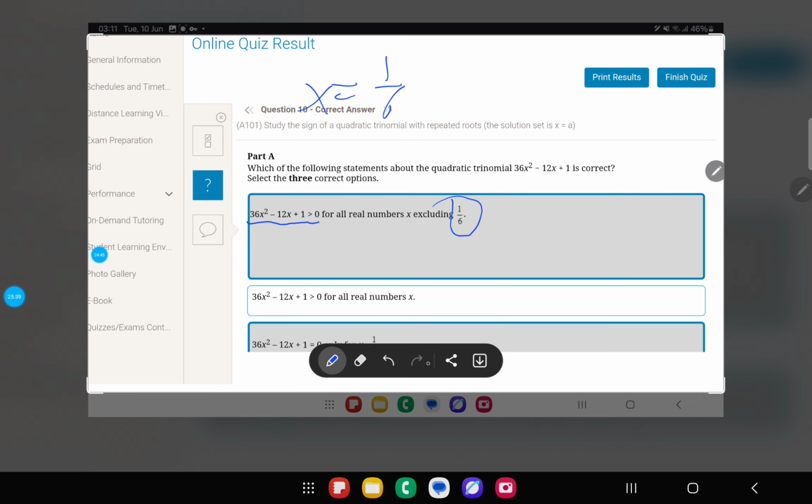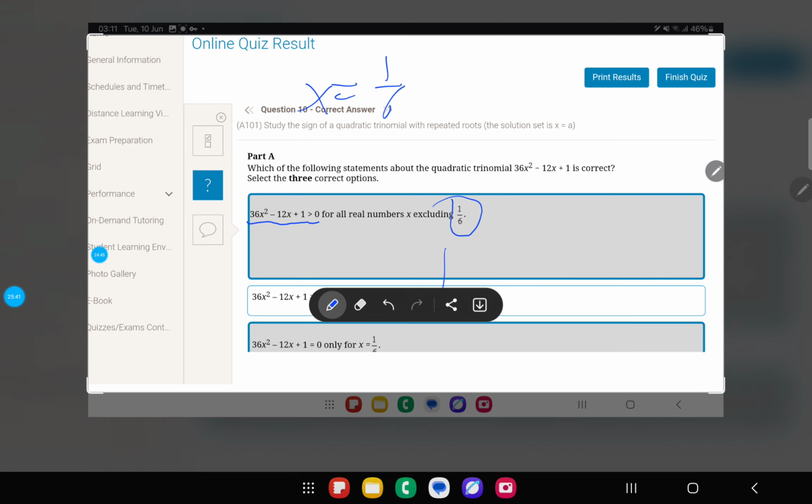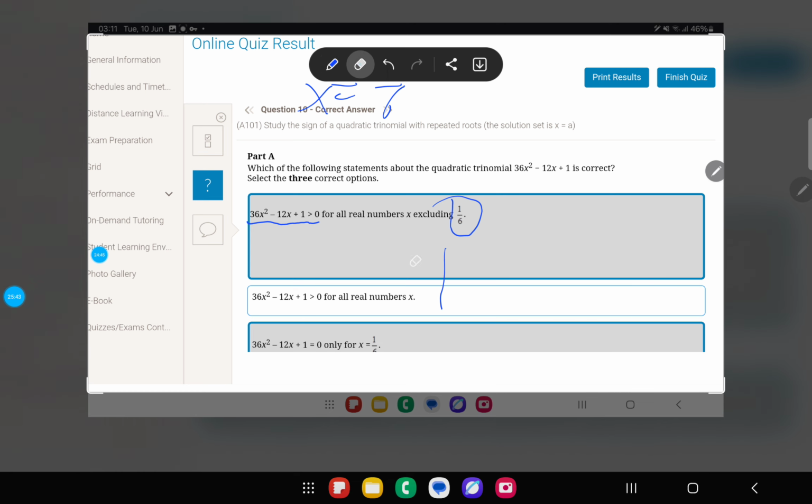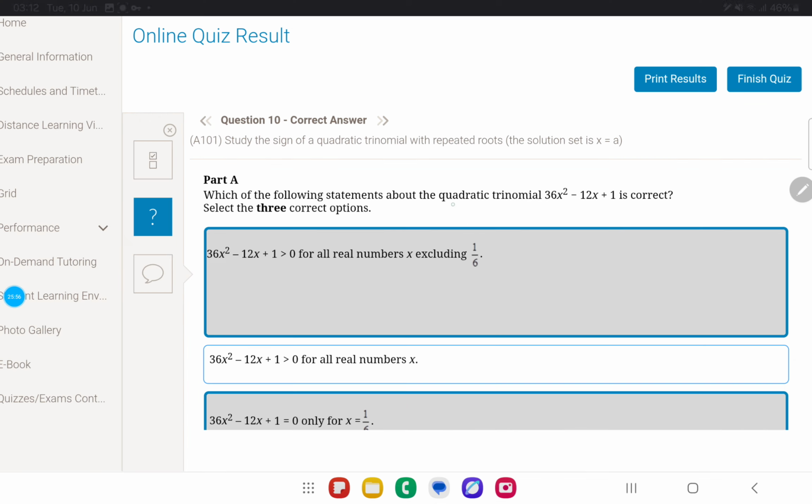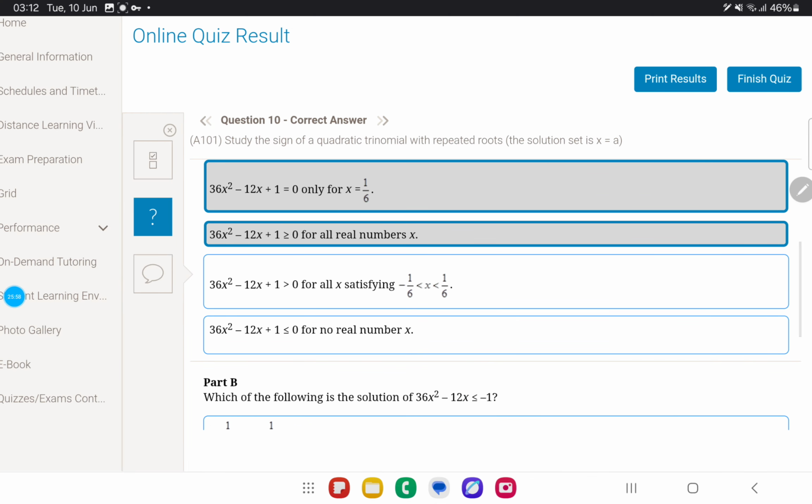Let's look at the second one now. 36x squared minus 12x plus 1 equals 0 only for x equals 1/6. So when it's equal to 0, it's only for x equals 1/6, the root. That's correct. Now let's look at the last one.